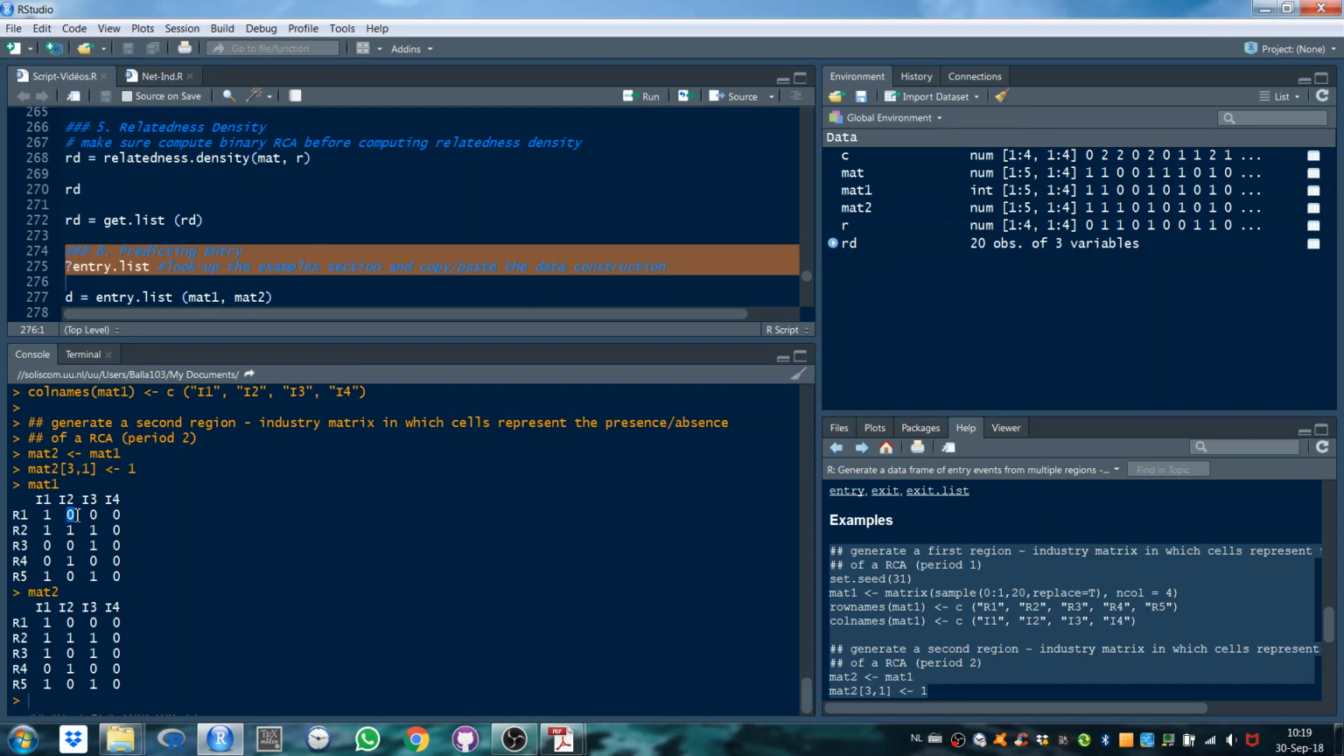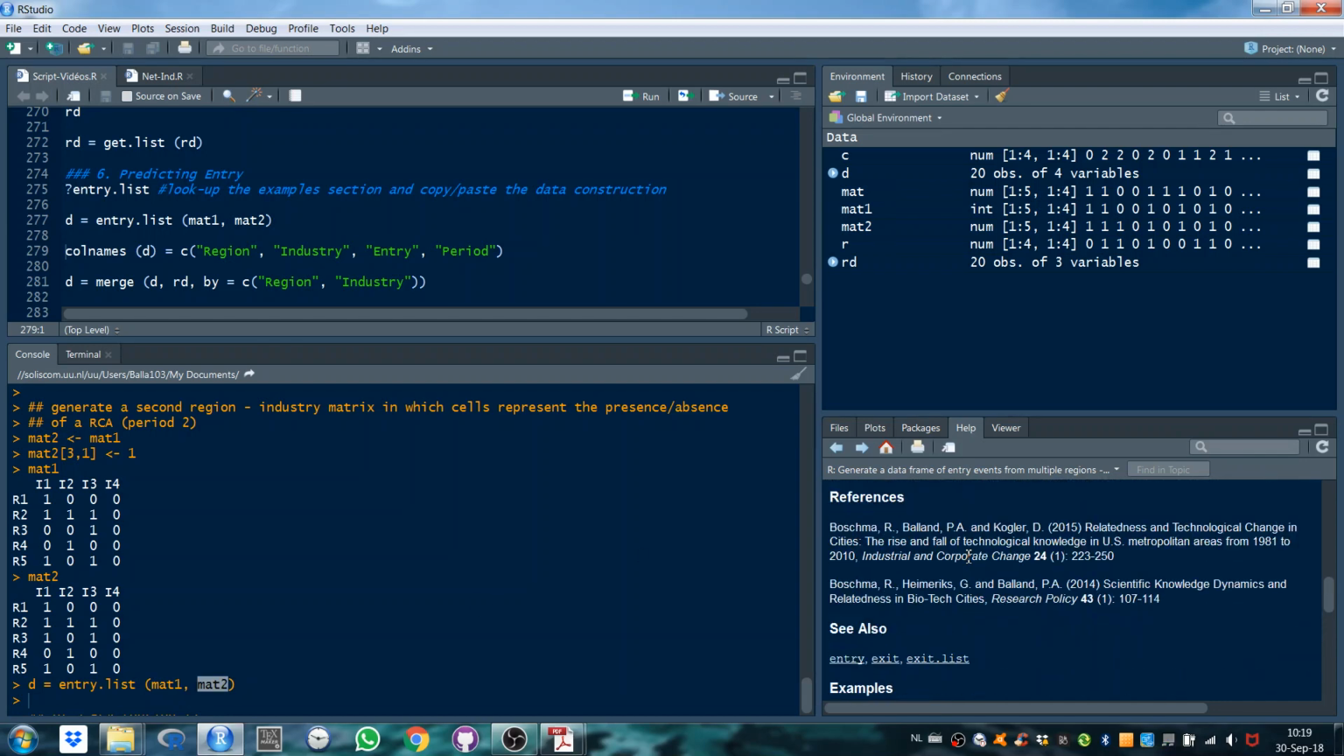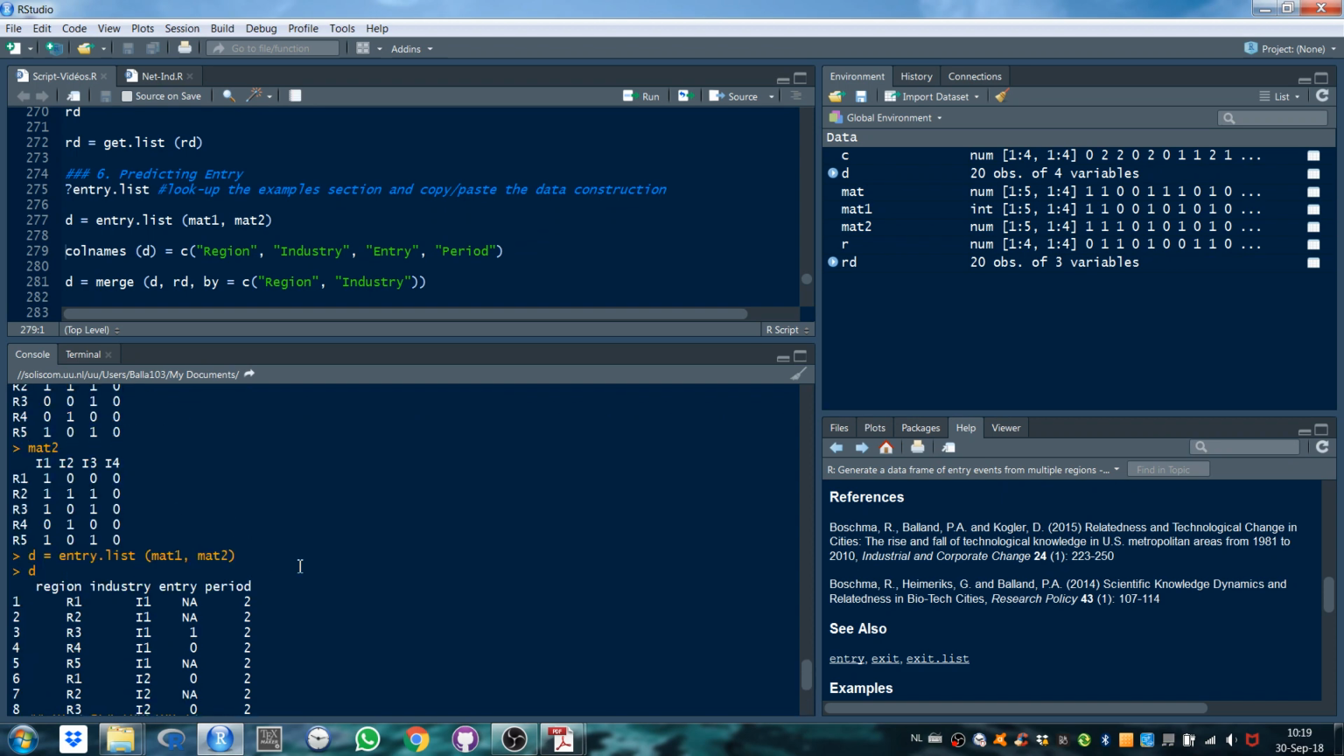So the entry possibilities are only when you have a 0 in time t. That's when you can enter. If there is a 1, it means you will have to exit, but you cannot enter again. So when you create an entry list using these 2 matrices as input, first the time t, second the time t plus 1, and you can look at the documentation here for more details, that gives you something very interesting, because it gives you also NA. So region 1 already had industry 1, so it could not enter. That's what it tells you here. It's not a 0, it could not enter.